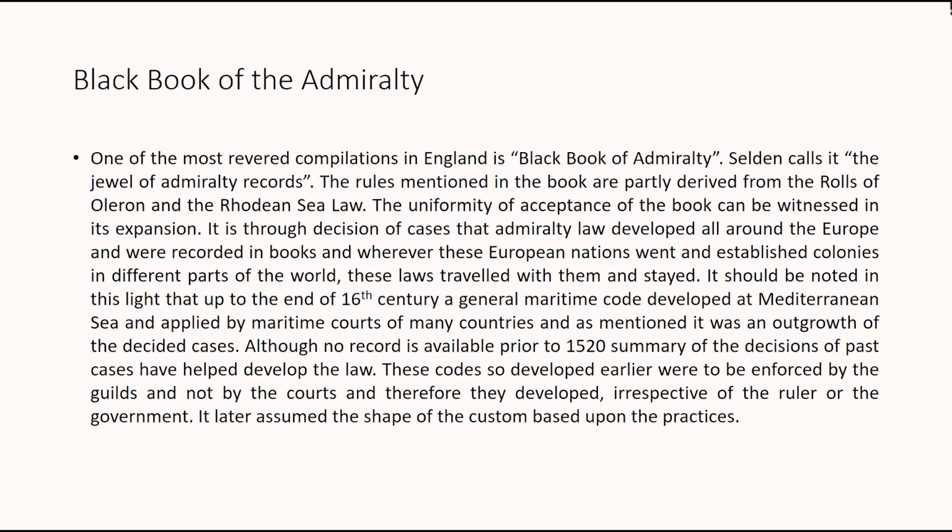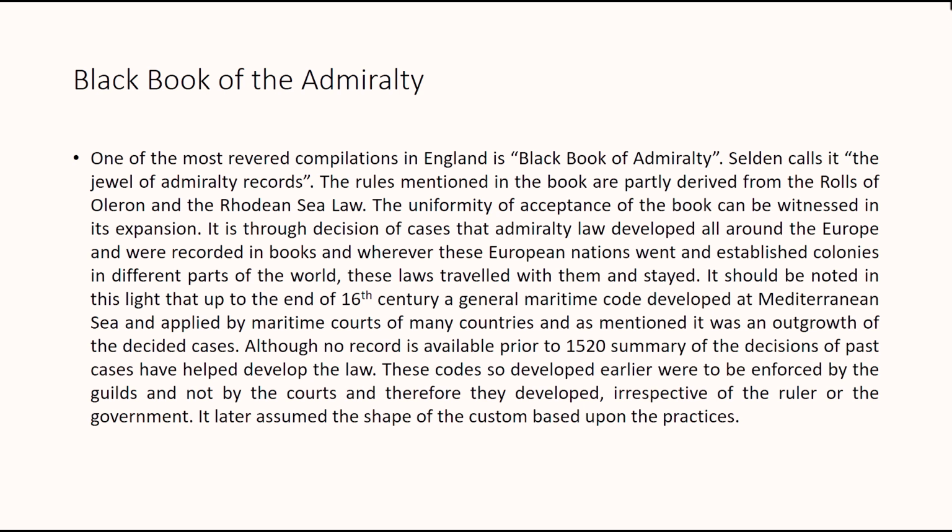So, all of the administration with respect to maritime transaction or with respect to internal waterway transaction can be seen to have been identified through these guilds, and they were not interfered with by the state, by the king or any political superior of that particular point of time. So, we see for maritime transaction also in Europe there were guilds who used to frame and make laws in that particular area. So, these codes so developed earlier were to be enforced by the guilds and not by the courts, and therefore, they developed irrespective of the ruler or the government.